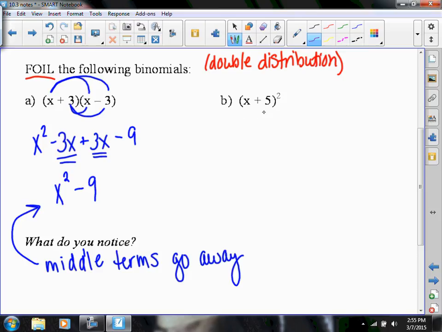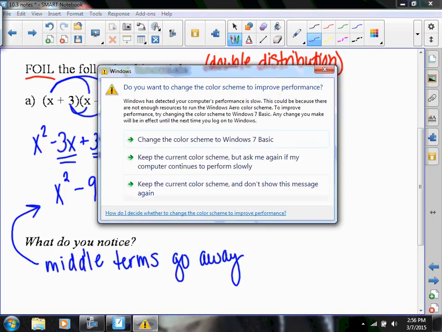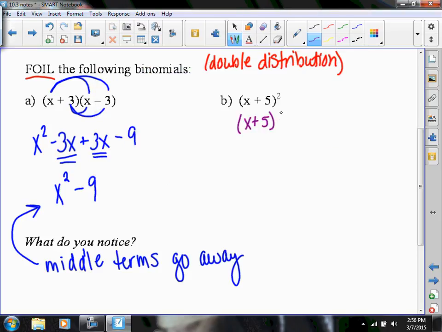Now let's take a look at our other multiplication here. This type of multiplication is written in a little bit of shorthand. We have the x plus 5 squared. So remember, when you have something squared, that means you have 2 of those terms. So we have to rewrite this one as x plus 5 times x plus 5.